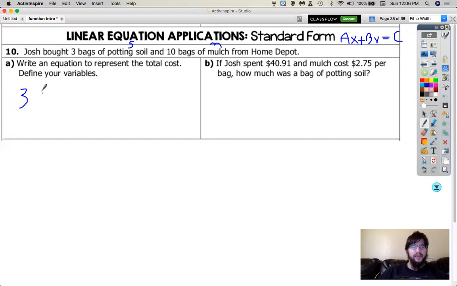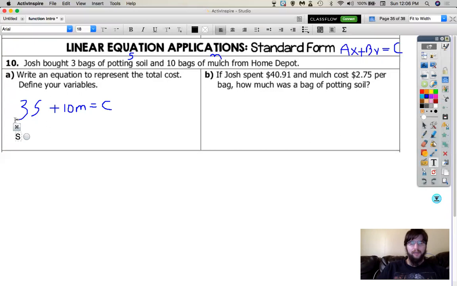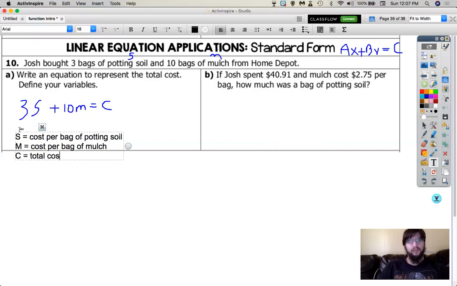So 3S plus 10M equals C, the cost. Let's write down what these variables mean. S is a capital S. Capitalization does matter here. S is the cost per bag of potting soil. And M is the cost per bag of mulch. C will be the total cost.